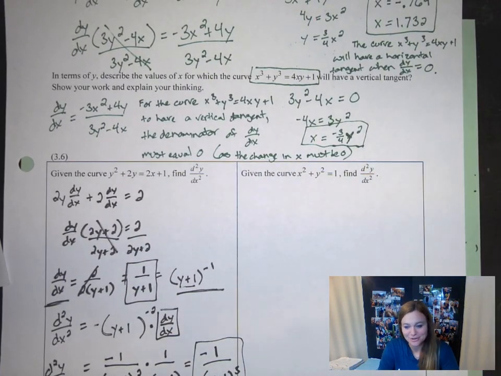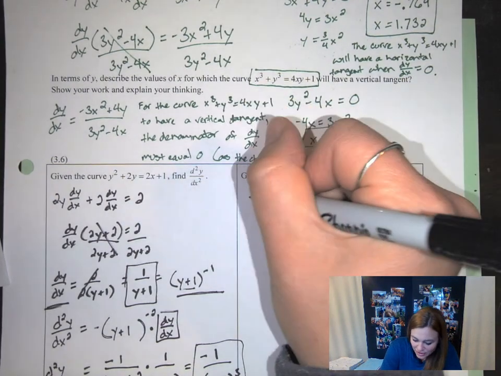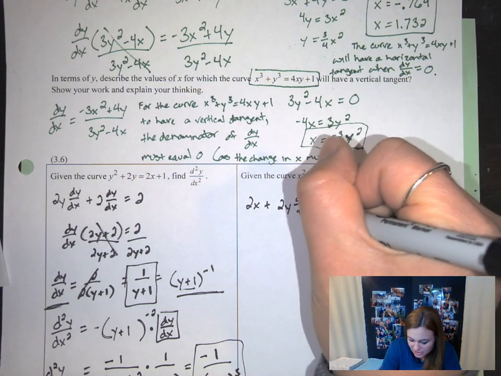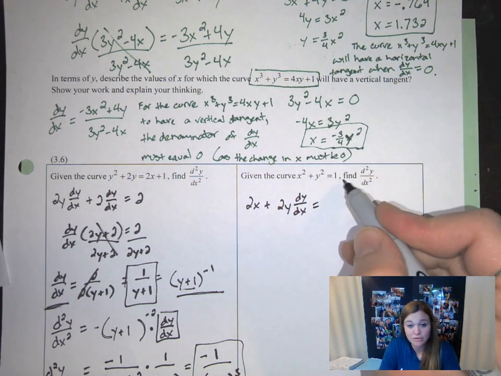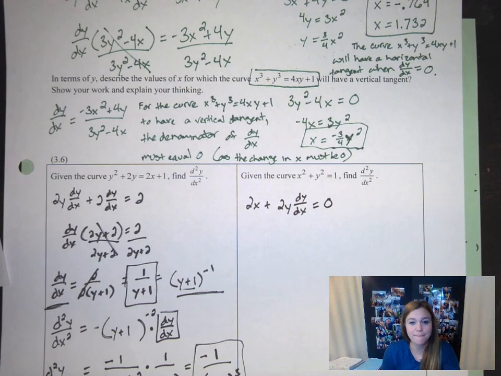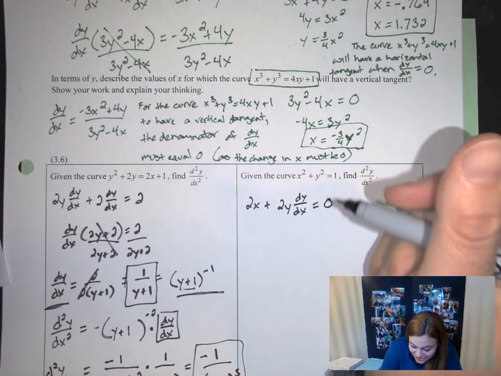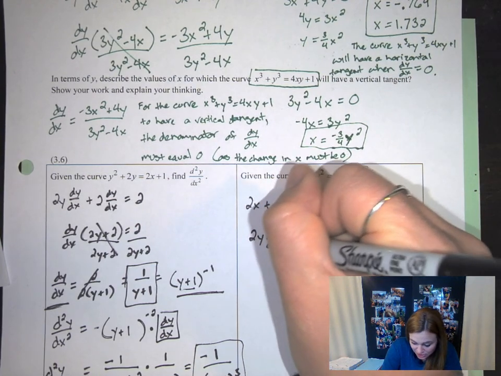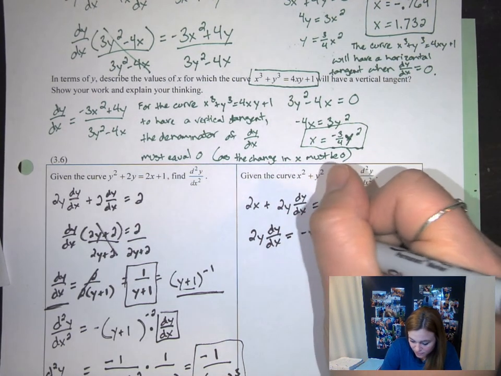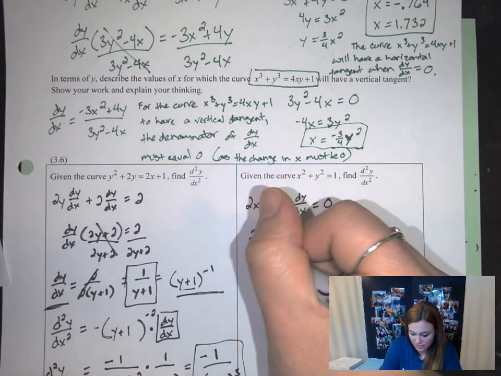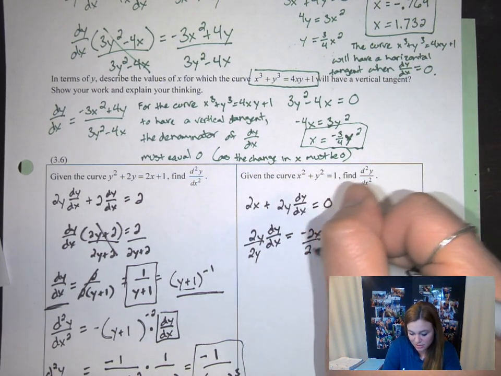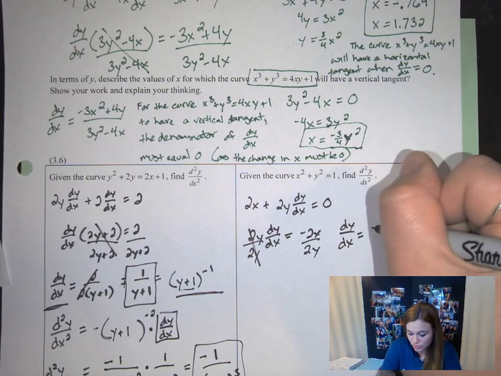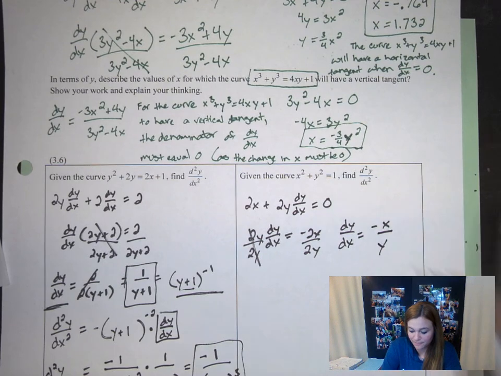Okay, let's do this one. It says, given this curve, the derivative of x squared is 2x plus 2y dy/dx. The derivative of 1 is 0. Next, I want to solve for dy/dx, so I'm going to get everything that doesn't have a dy/dx to the other side. Divide by 2y, divide by 2y. So I get dy/dx is equal to -x over y.